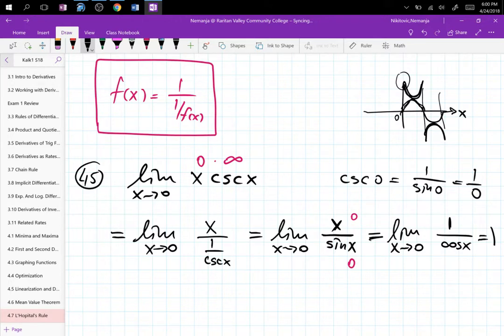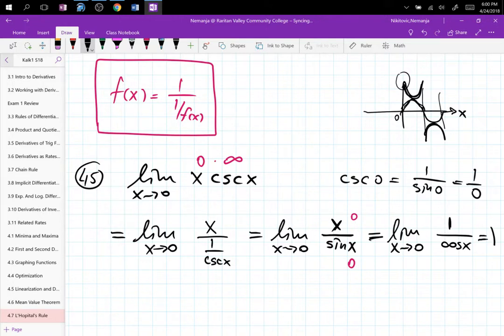So that means that the limit of x cosecant x is equal to 1. Now there are many ways in which you can check this. You can type the entire problem in Mathematica and get the answer, sure. But you can also just graph.